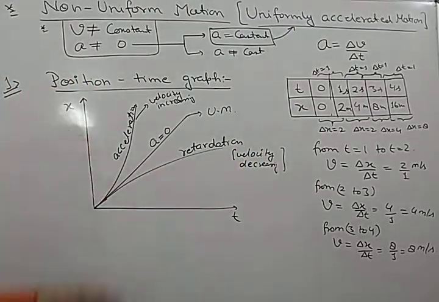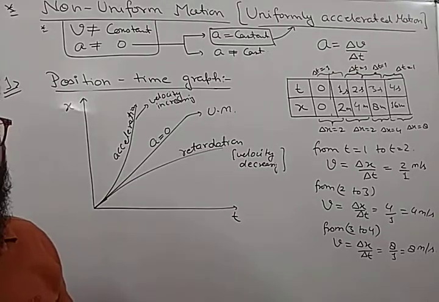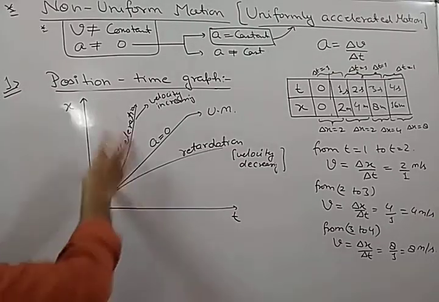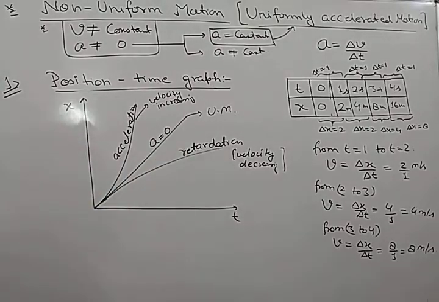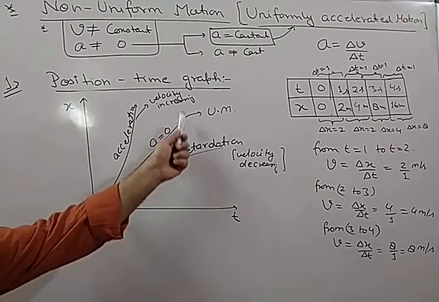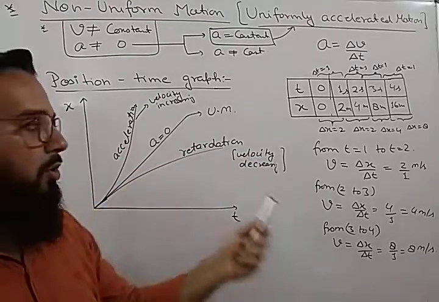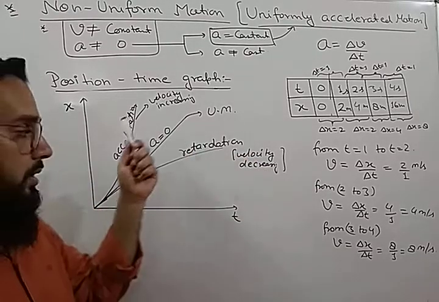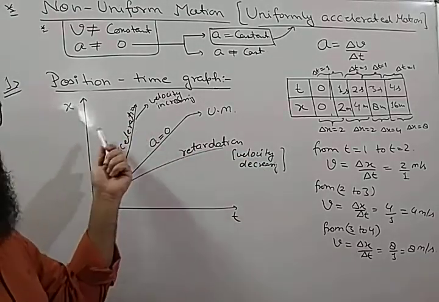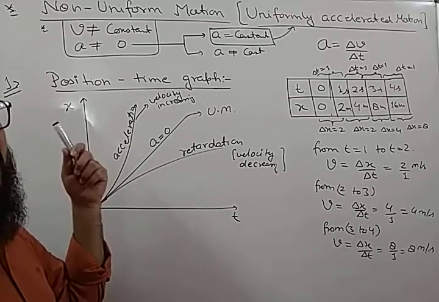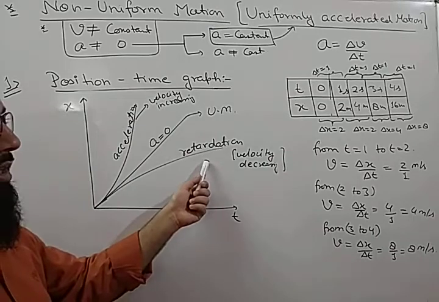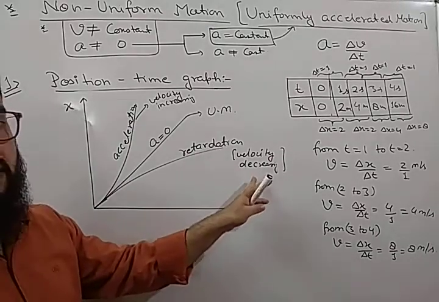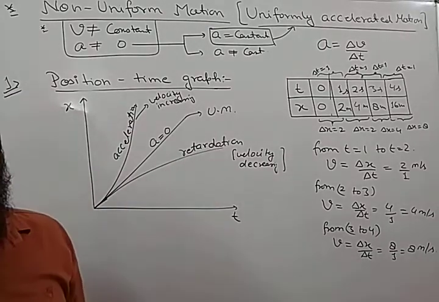This is the position time graph of an object. Now in this graph, all the things are covered in this single graph. This straight line represents that the graph is for uniform motion because acceleration is 0. This curve represents the graph for a body which is in acceleration, whose velocity is increasing, and this particular curve shows that the velocity is decreasing and the body is in retardation.